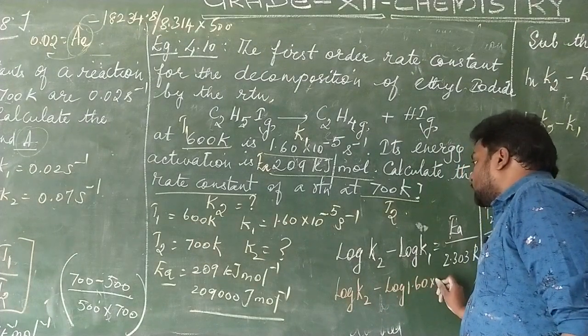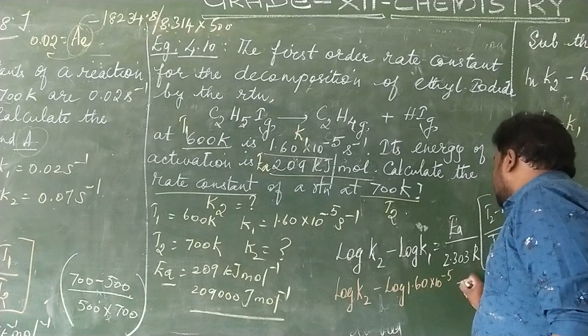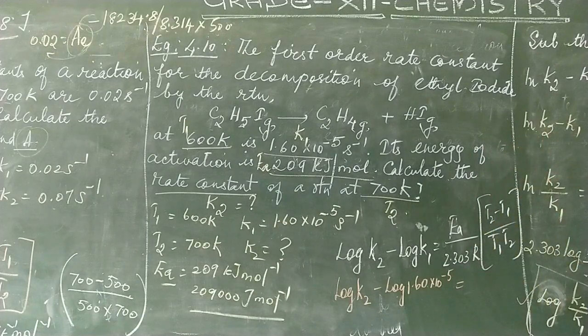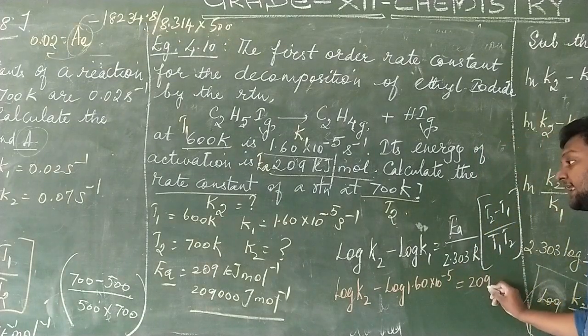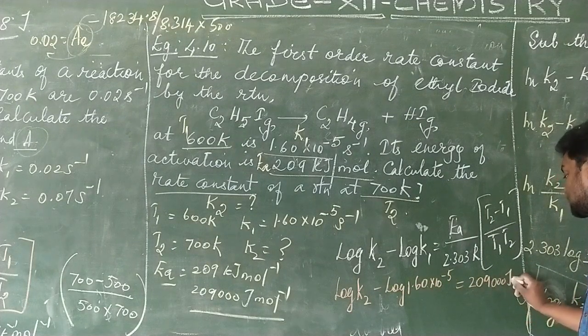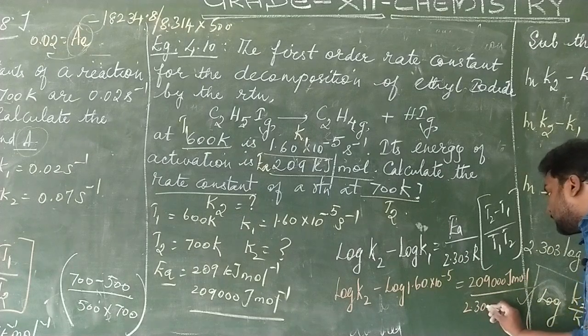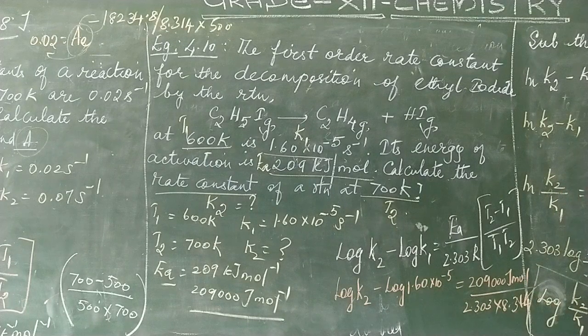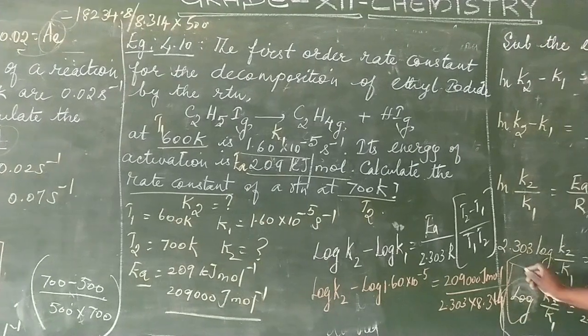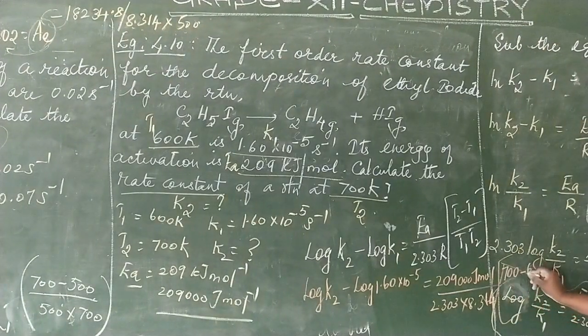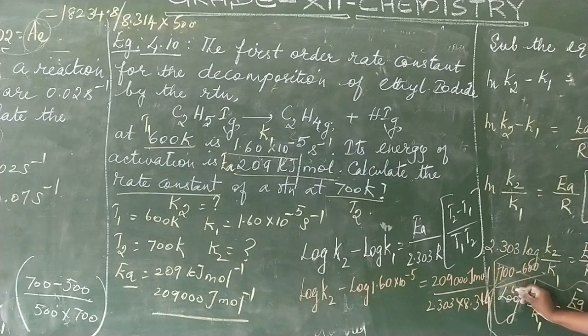1.60 into 10 to the power of minus 5 is equal to, what is the energy of activation? That is 209,000 joules mole inverse. The whole divided by 2.303 into R value is 8.314. The temperature is already given there. What is T1? 600 Kelvin. T2 is 700 Kelvin. So 700 minus 600, the whole divided by 600 into 700.